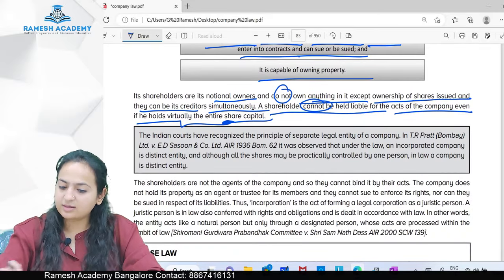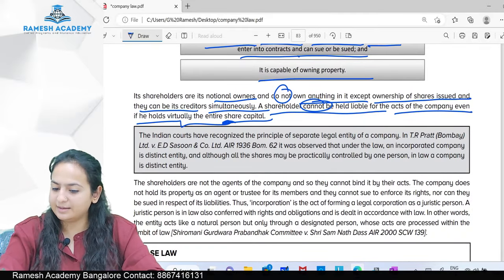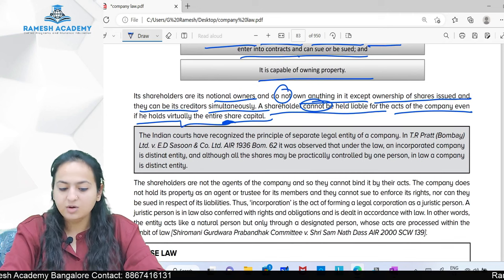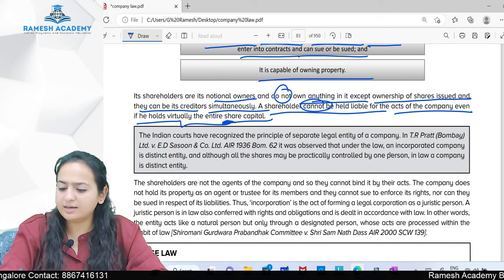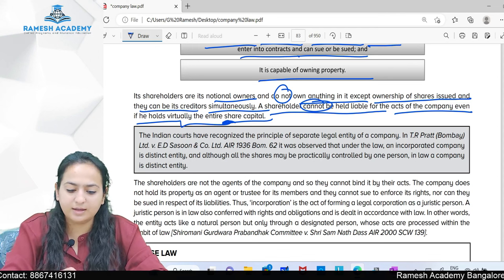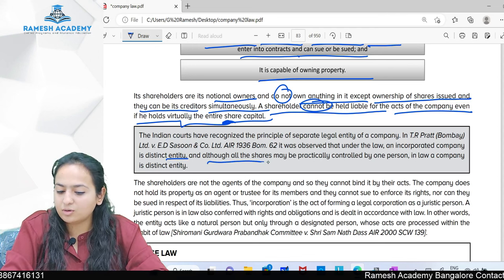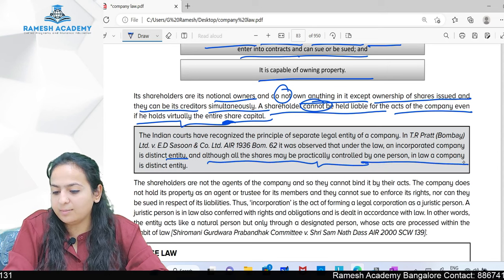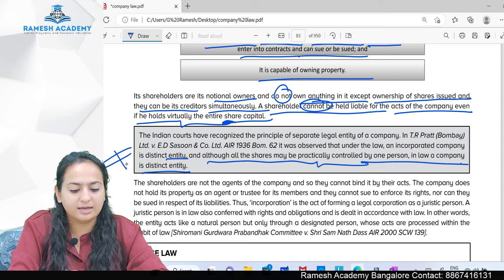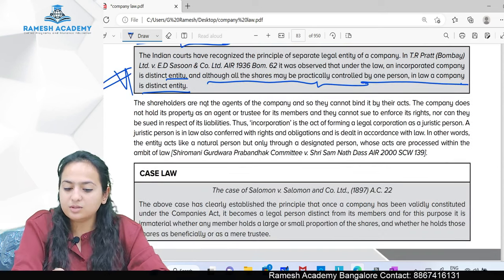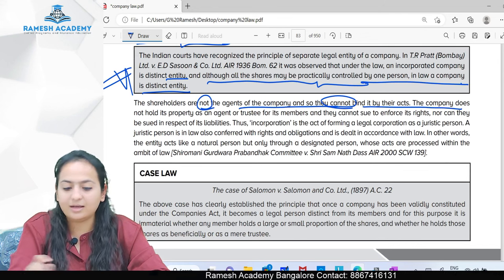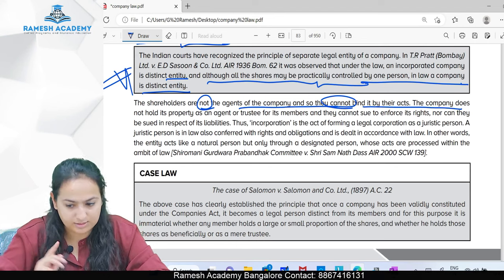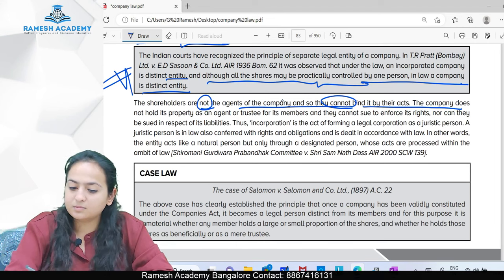Indian courts have recognized the principle of separate legal entity of the company, in Pratt versus B.E.D. Sassoon Company Limited. It was observed that under the law, an incorporated company is a distinct entity, and although all the shares may be practically controlled by one person, in law a company is a distinct entity. Shareholders are not the agents of the company, so they cannot bind it by their act. They are not the agents, they are only the owners. Who? Shareholders. Write down here.